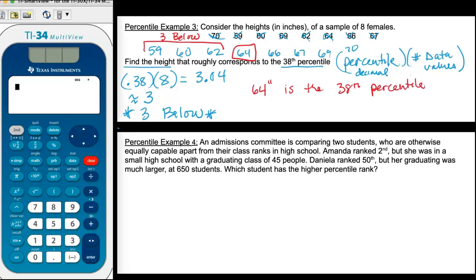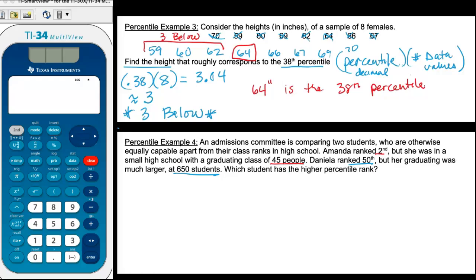All right, so let's do one more example with percentiles. An admissions committee is comparing 2 students who are otherwise equally capable apart from their class ranks at high school. Amanda ranks 2nd, but she was in a small high school with a graduating class of 45 people. And then Daniela ranked 50th, but was much larger at 650 students. Which student has the higher percentile rank?